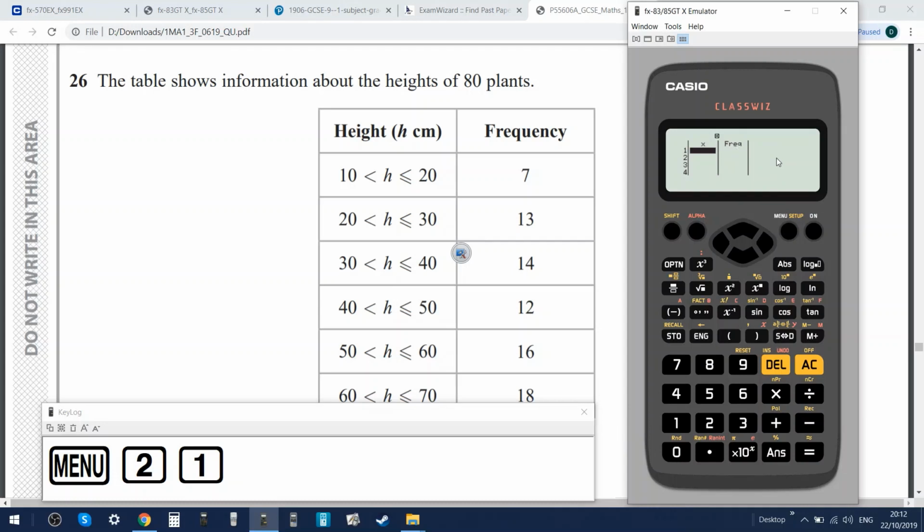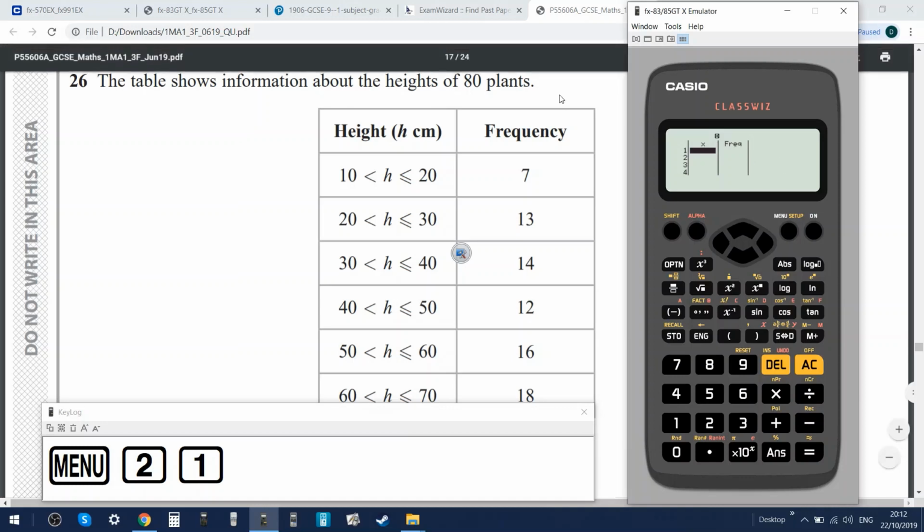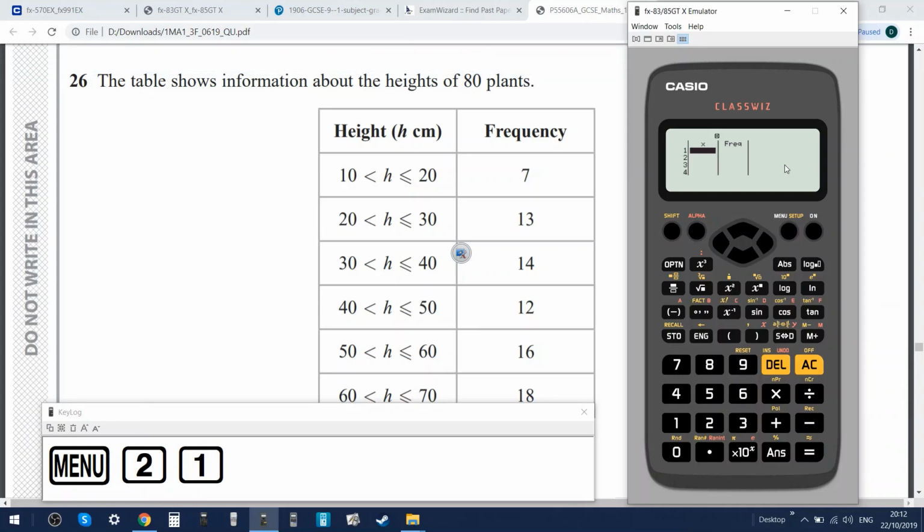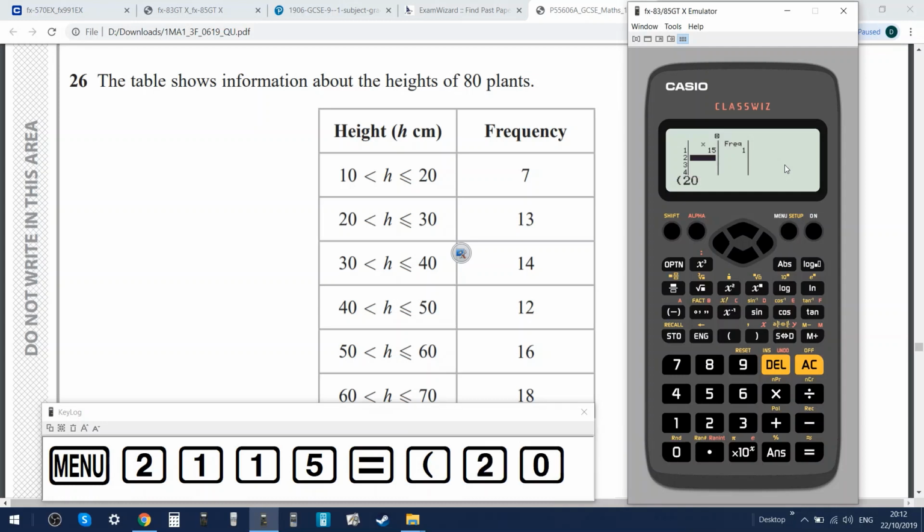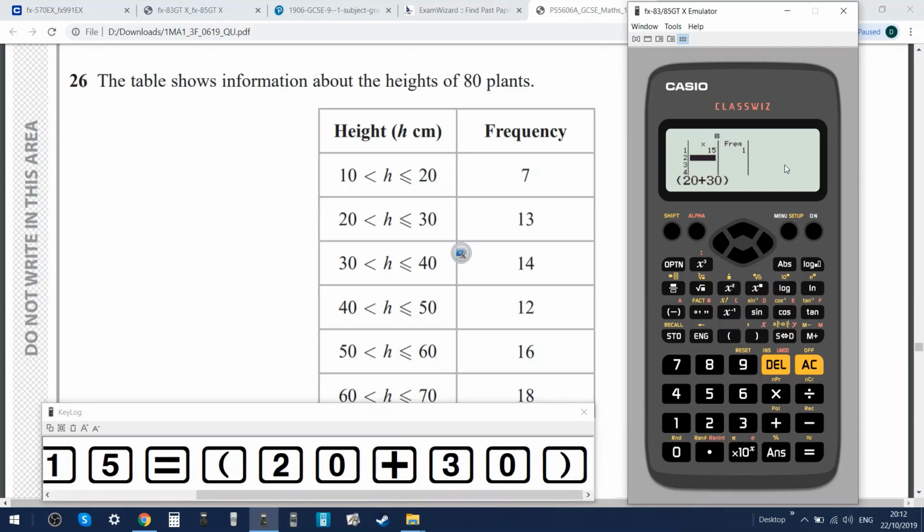But how can we put in 10 to 20? We cannot put in 10 to 20 because we can only put in one number, so you can only estimate, so you just choose the number in the middle. So what number is in the middle of 10 and 20? It is 15. If you don't know the number in the middle, just add the 2 numbers and halve it. So in a bracket for the second one, I will do 20 plus 30, close my bracket and divide it by 2. And so that is 25. But just by looking at it, what number is halfway between 20 and 30? It is 25.